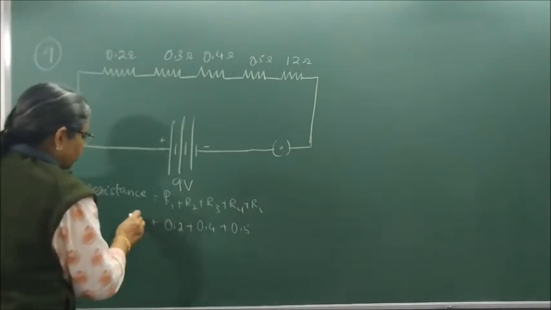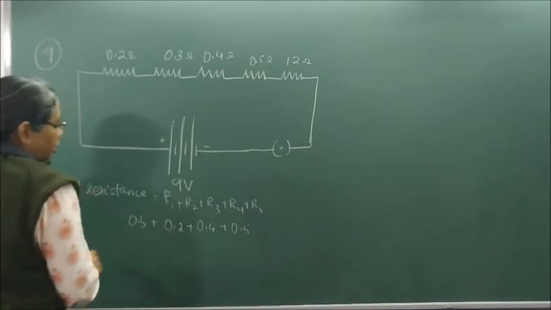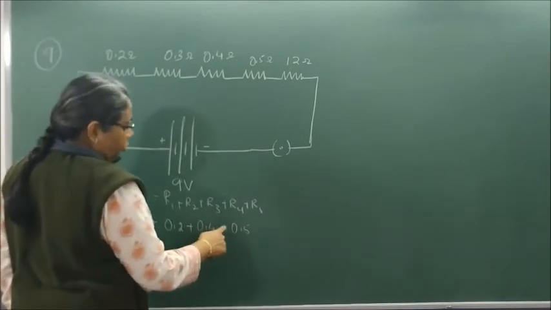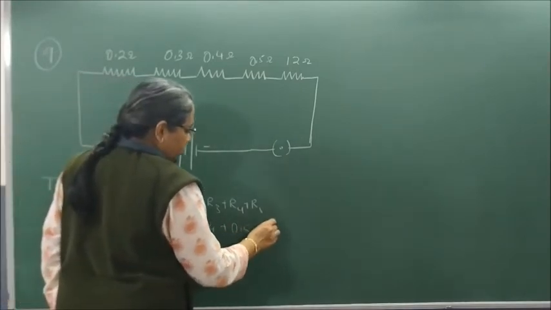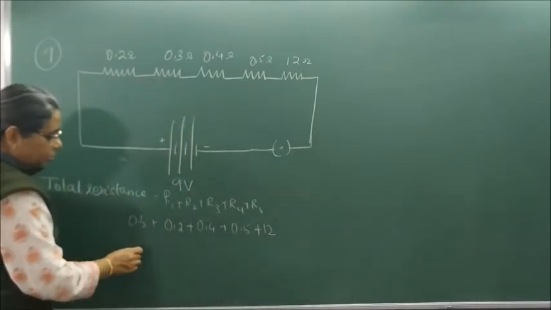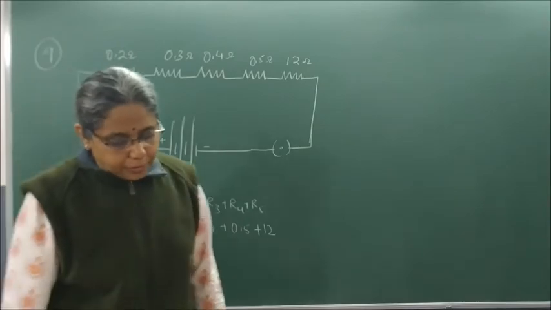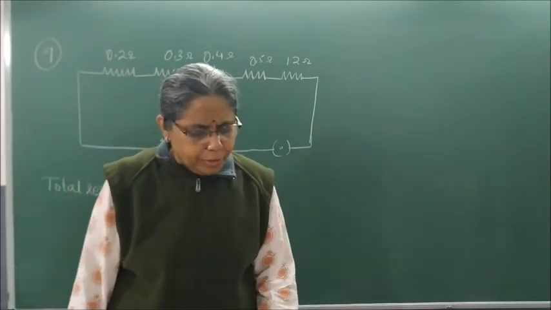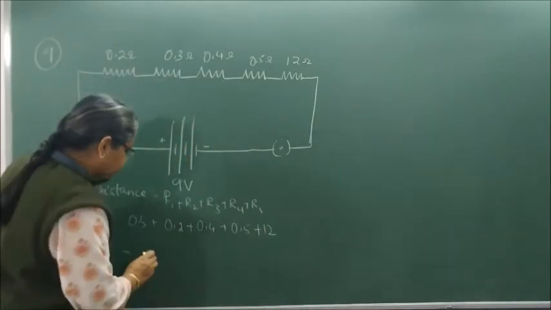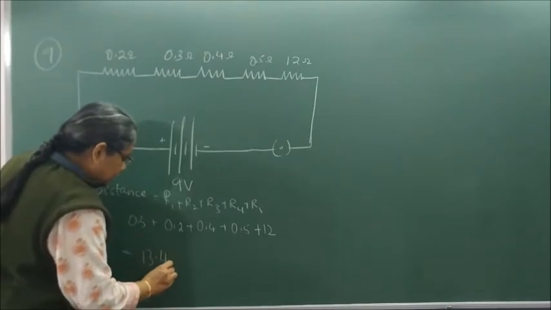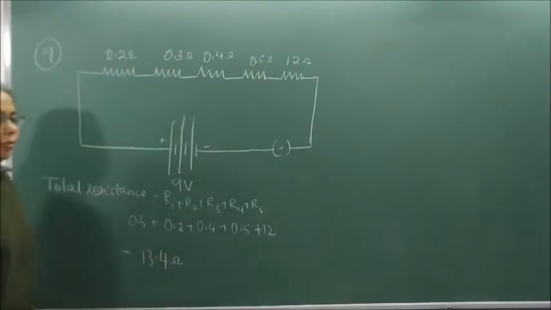0.2 plus 0.3, 0.2, 0.4, 0.5 plus 12 ohms. How much is it? 13.4 ohms. So the total resistance is 13.4 ohms.